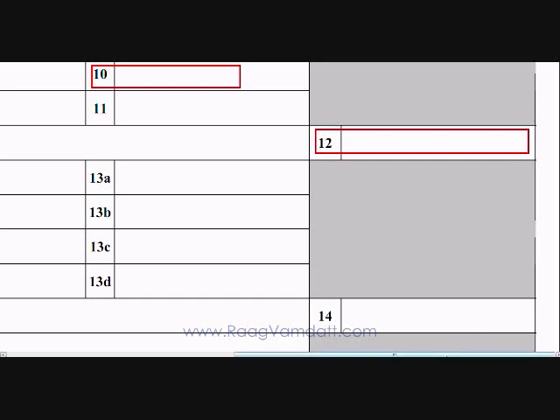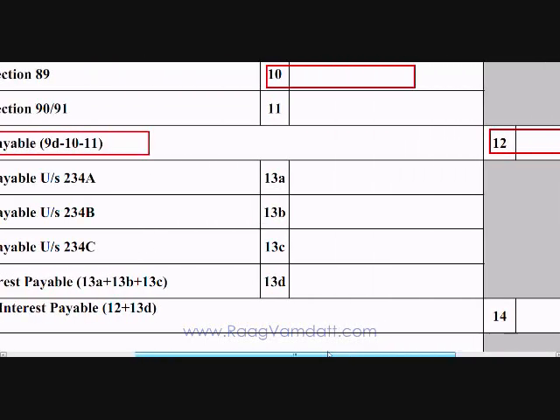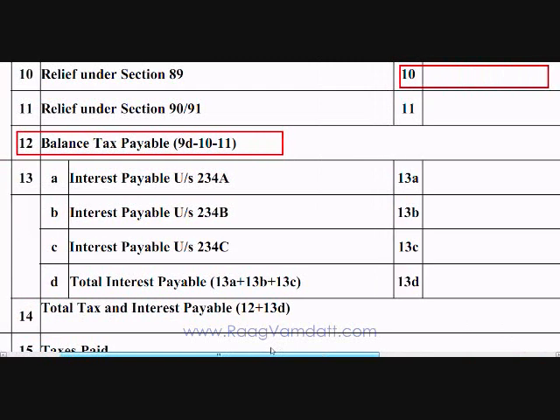Now we come to the section where we calculate any interest payable. The interest under section 234A is the interest payable if you are filing your return after the due date. This is calculated at 1.5% of the tax payable for every month or partial month of delay. If you need to pay interest for this reason, indicate the relevant amount in box 13A.